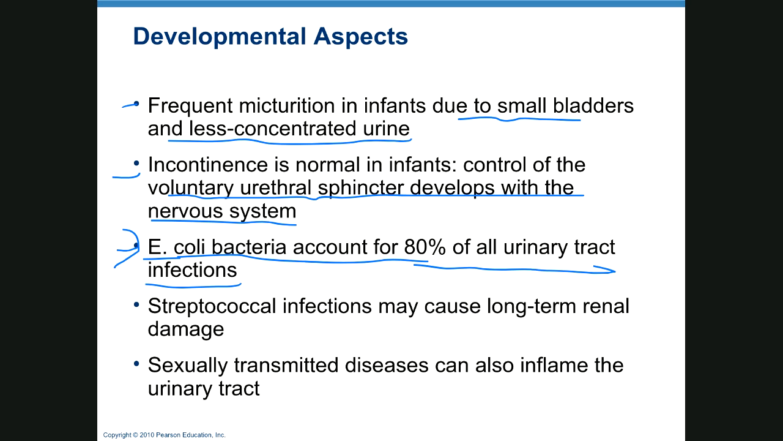Now, strep infections that are filtered out in the kidneys, you can get an immune response and cause long-term renal damage and even renal death. Sexually transmitted diseases can also inflame the urinary tract. They're not limited to the non-urinary tract. And when you think about males, I mean, the urinary system and the reproductive system are really, really closely related. Well, they are in both sexes.